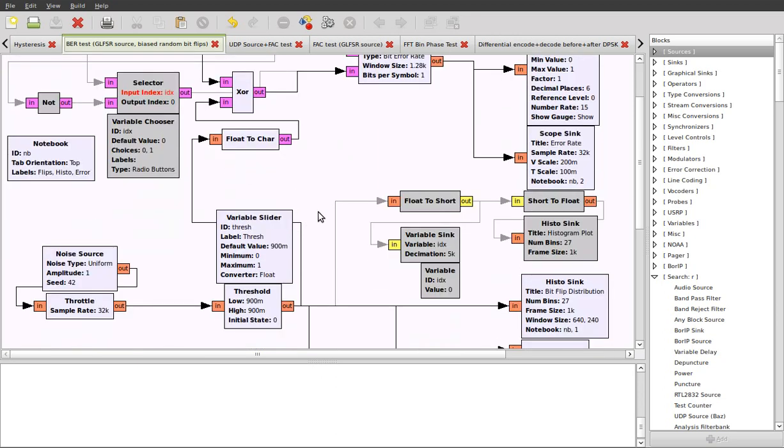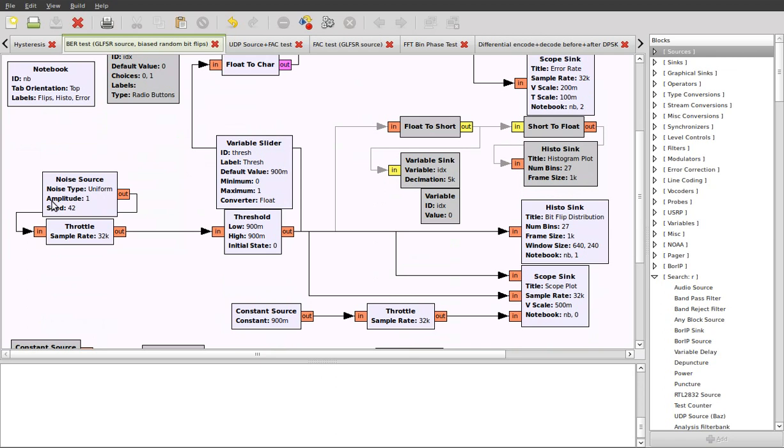How to actually flip these bits in a random fashion? Let's scroll down and have a look at the noise source here. We've set this to uniform distribution now, with amplitude 1, so it's going to produce samples that are uniformly distributed between positive and negative 1. We throttle this as well, and put this into the threshold block. Here, we're using the same threshold values for low and high, so this is actually going to operate as a binary threshold, and output a 0 if the level is less than our threshold, and a 1 if it's greater than the threshold. We control this threshold at runtime using this slider.